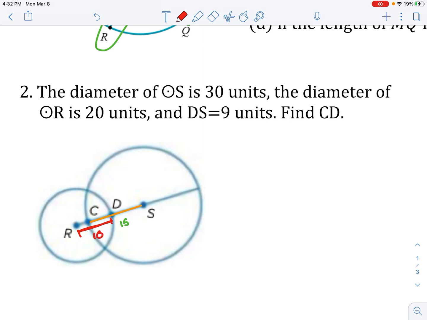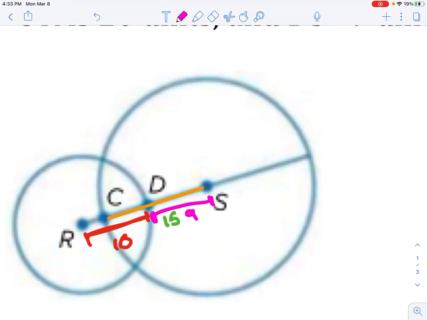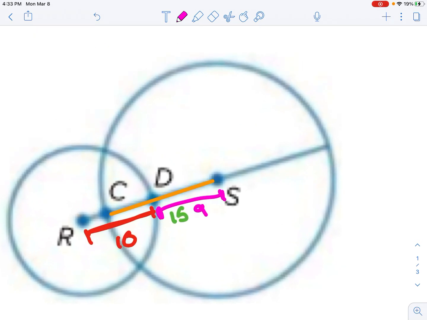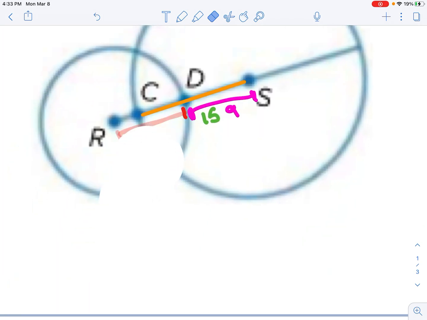And then it says DS is 9 units. So let's try one more color. DS would be from here to here, and that's 9 units. Well, then I guess if I'm trying to find CD, I really only need the blue and the orange, or whatever color that is. I can't really tell what that is right now. My screen's a little dim. So this whole thing, I can actually erase. I don't need the 10 at all. Oops, did a bit too much erasing there. I've got exactly what I need here.